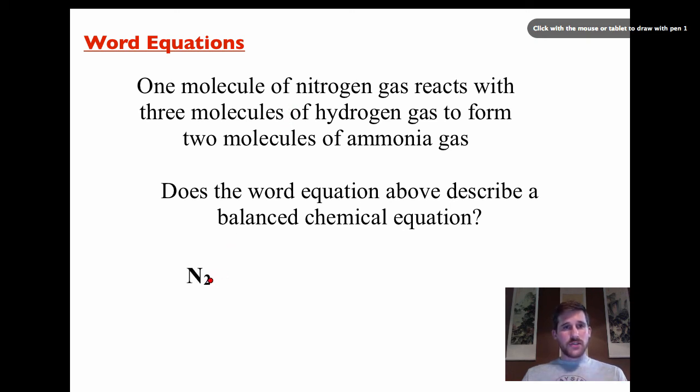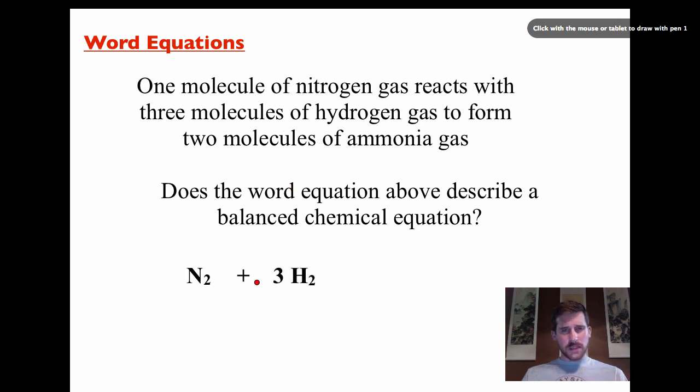Well, N2, remember nitrogen is one of those 7 diatomics, and 1 molecule means that we would have the coefficient of 1 here, or no number at all, right? Because we assume the 1 is there. So there's my first reactant. Reacts is a key word there to tell me it's a reactant. And what's it reacting with? 3 molecules of hydrogen gas.